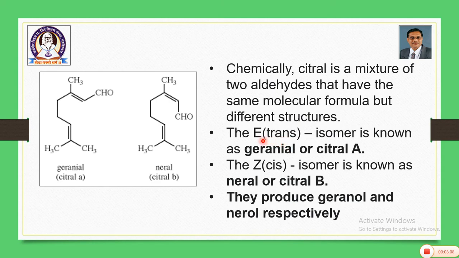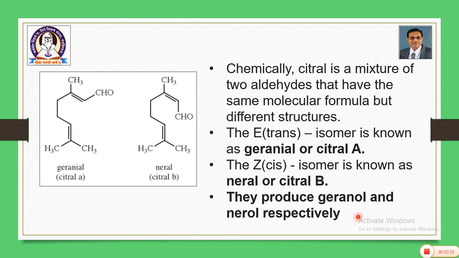These are the two isomers. The trans isomer, we call E isomer, is known as geranial or citral A. The cis isomer, which is also Z isomer, is known as neral or citral B. So, these are the two isomers. This is E isomer meaning trans isomer, this is Z isomer meaning cis isomer.